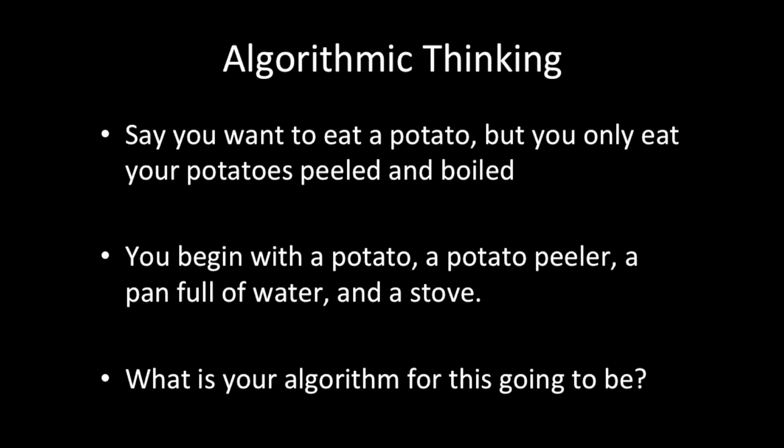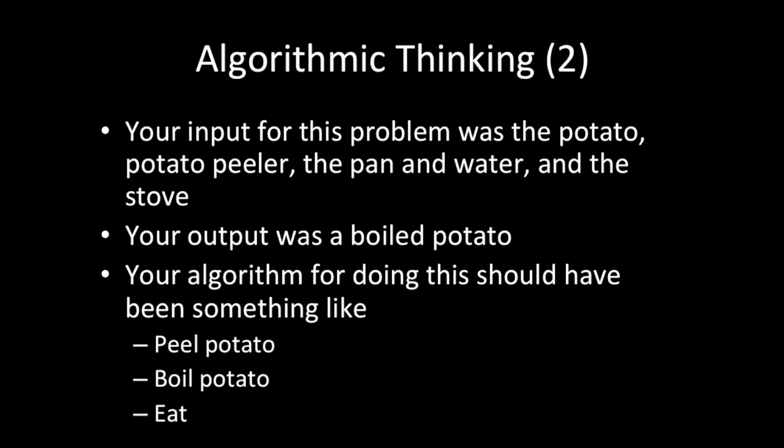Say you want to eat a potato, but you only eat your potatoes peeled and boiled, a very particular trait. Or maybe not, who knows. So you begin with a potato peeler, a pan full of water, and a stove. That's going to be your given. You're going to have that before you do anything. What's your algorithm for eating this potato going to be? Yes, I'm gonna guess you did this. Your input was the potato. Your input was also the potato peeler, the pan and water, and the stove. Your output was a boiled potato.